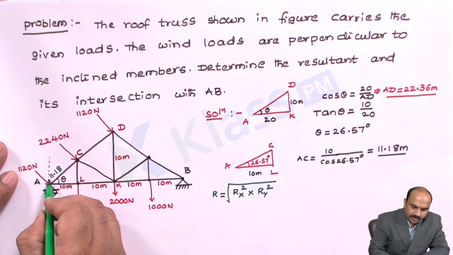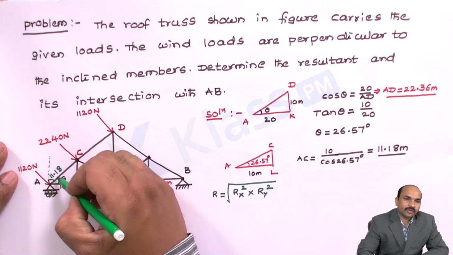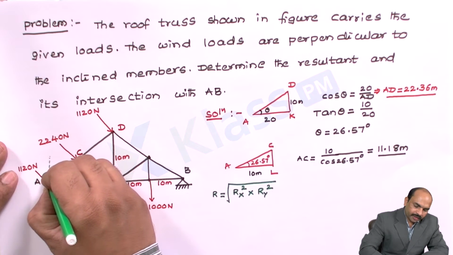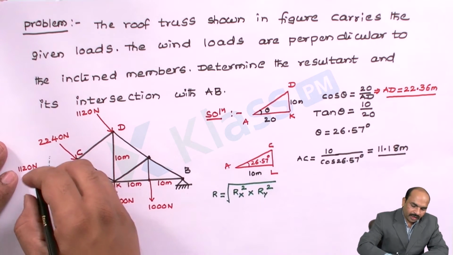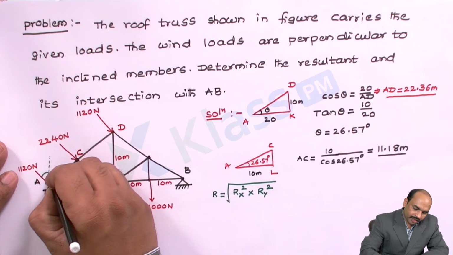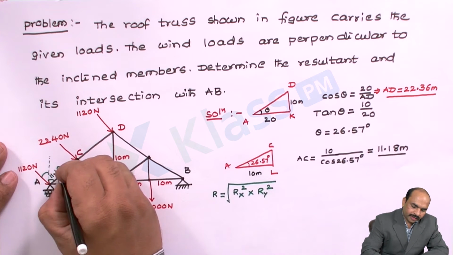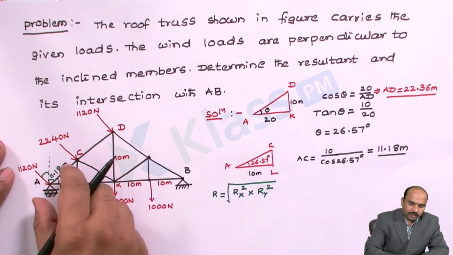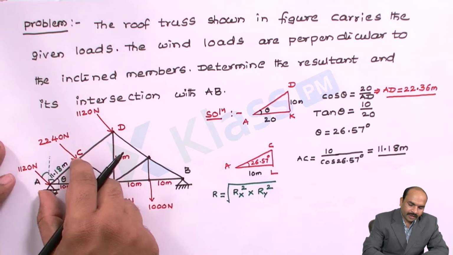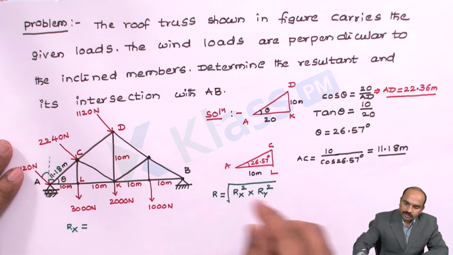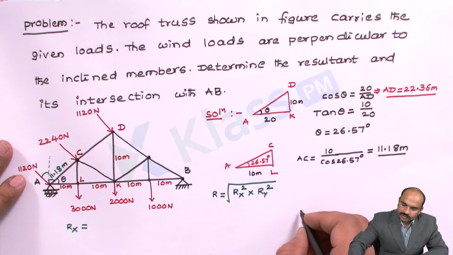So we know this angle is 90 minus theta. But this force is perpendicular to this. So if you want this angle, it will be 90 minus this one. See, this is 11.18 meters. So this length I will show you separately. This AC length I will be showing separately, and CD also. This total I will draw with a separate diagram.